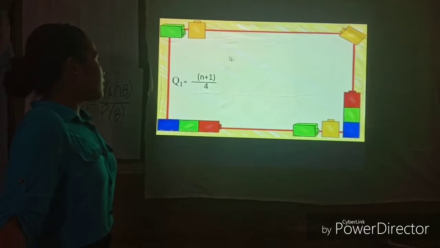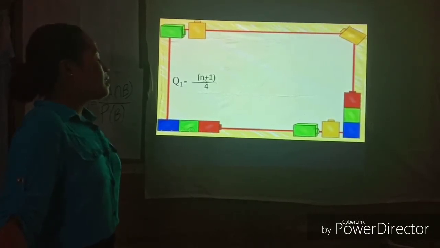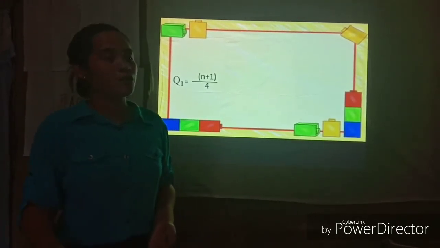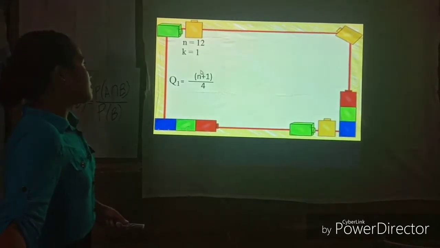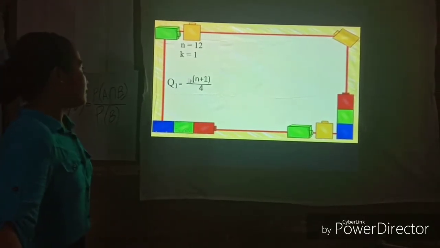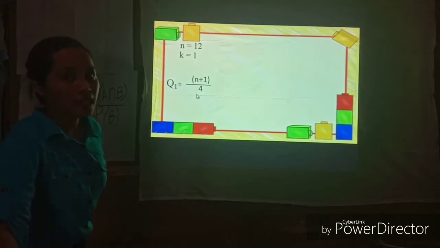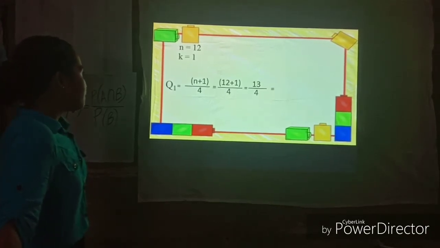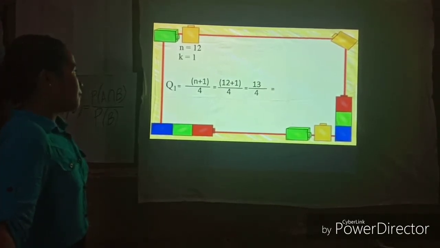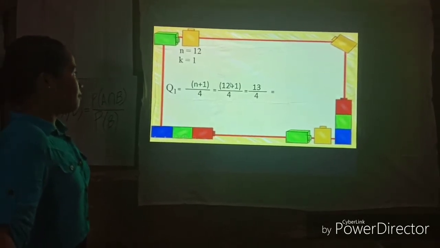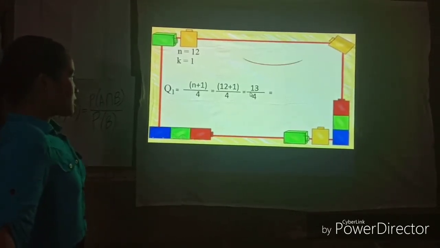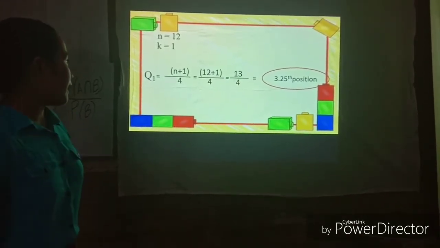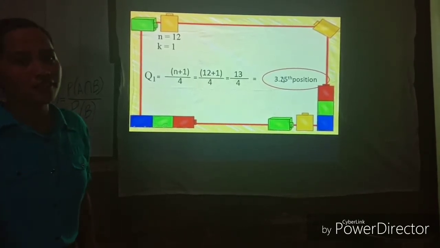First, the Q sub 1. The formula for Q sub 1 equals n plus 1 over 4, where n is the total number of the distribution and k is the first quartile or the lower quartile. Why is it over 4? Because the quartile divides the data into 4 equal groups. n is 12, so we substitute 12 for n and have 12 plus 1 over 4. So we have the 3.25th position. It means the first quartile is located in the 3.25th position.